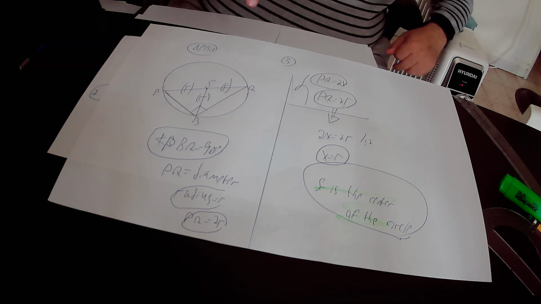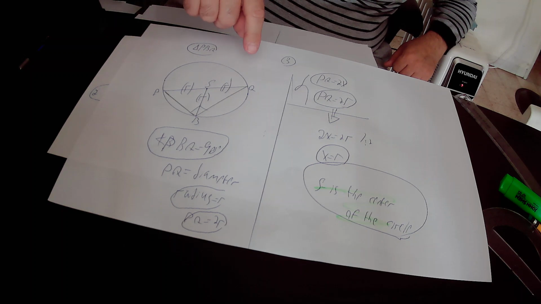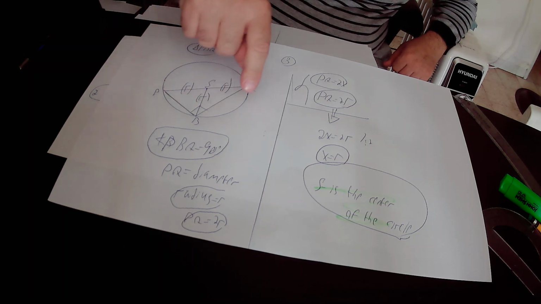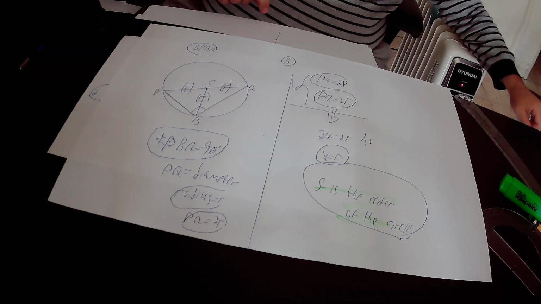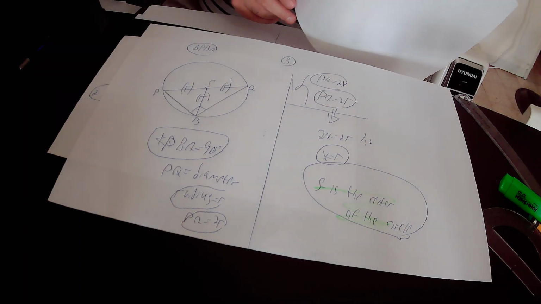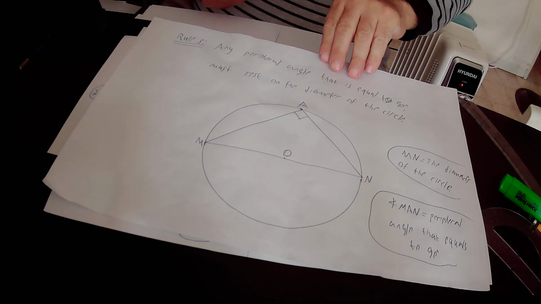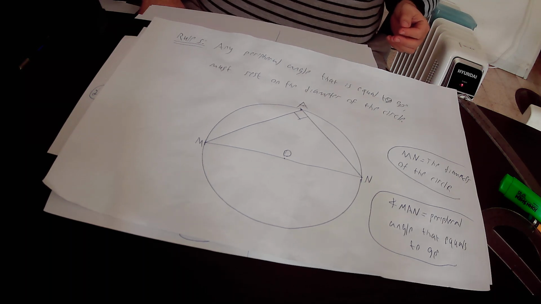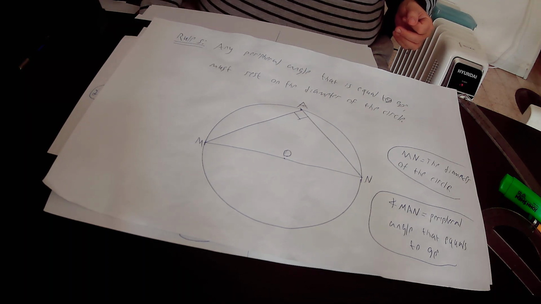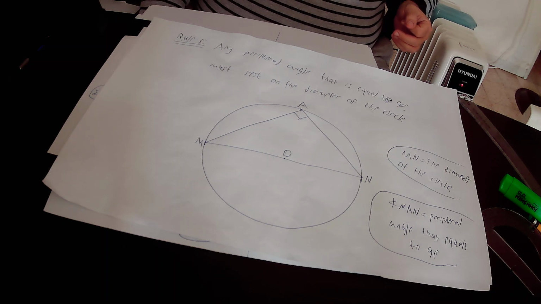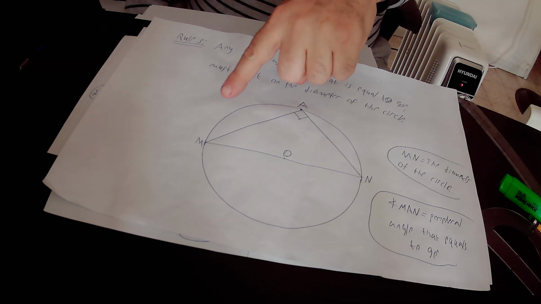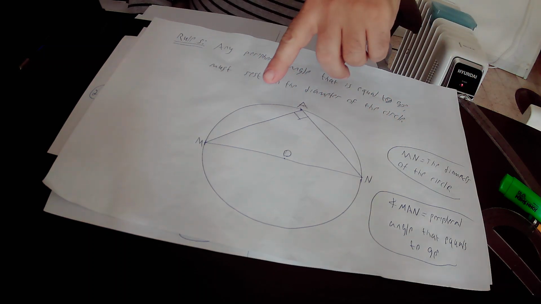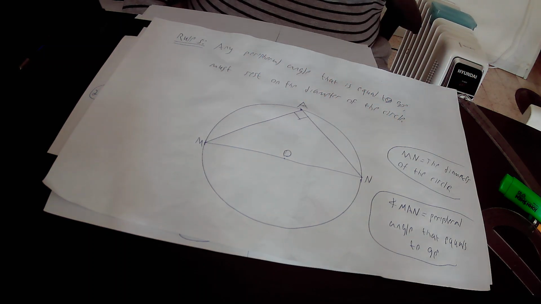So in the domain we have peripheral angle PBQ that is equal to 90 degrees, and we have rule number 5 that relates to any peripheral angle that is equal to 90 degrees in its size. According to rule number 5, any peripheral angle that is equal to 90 degrees must rest on the diameter of the circle. In the domain we have a circle, and inside the circle we have peripheral angle MAN. This peripheral angle MAN equals 90 degrees in size.